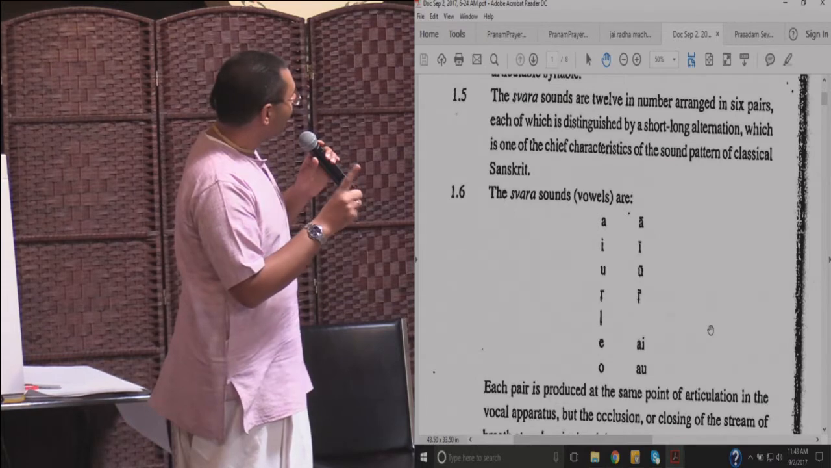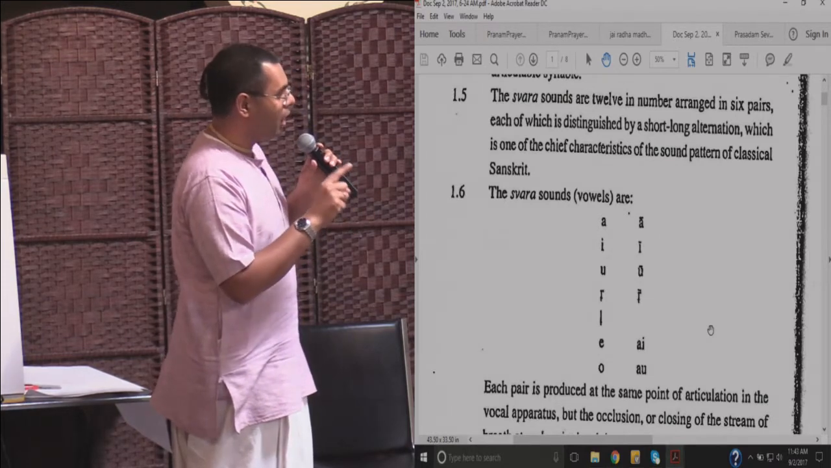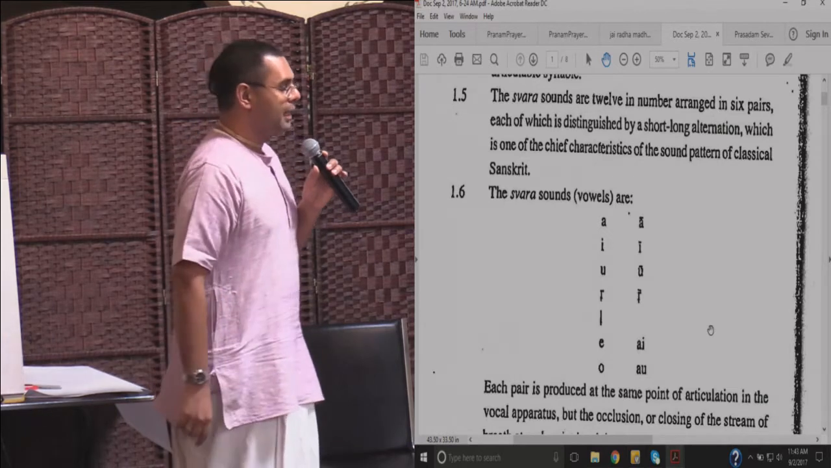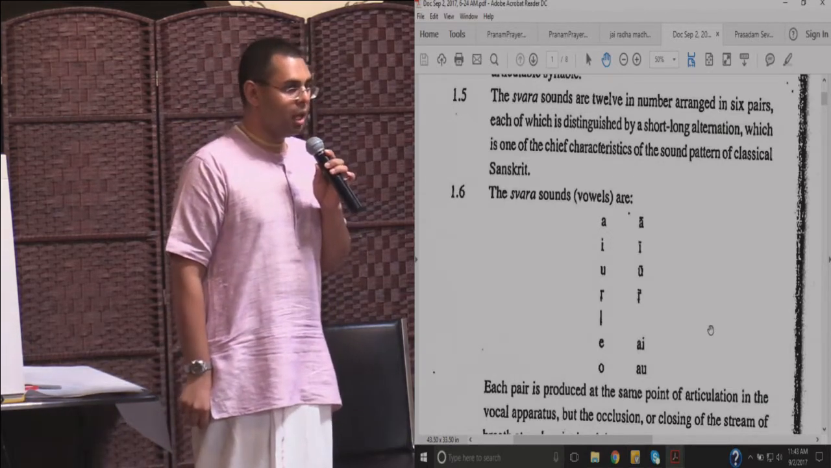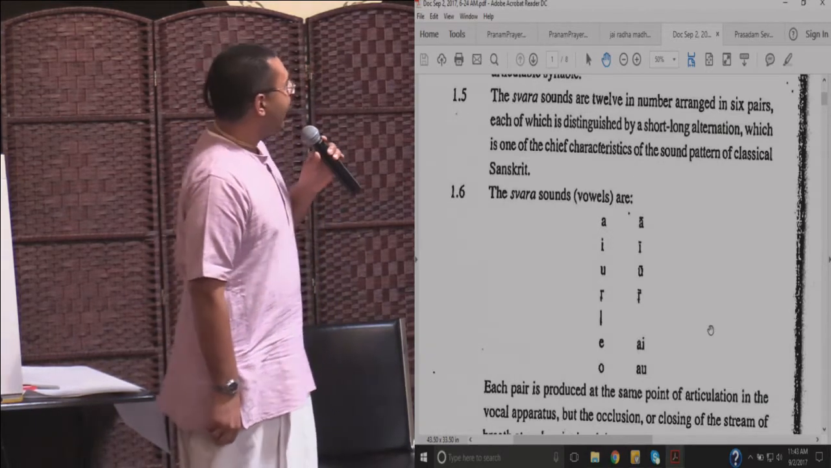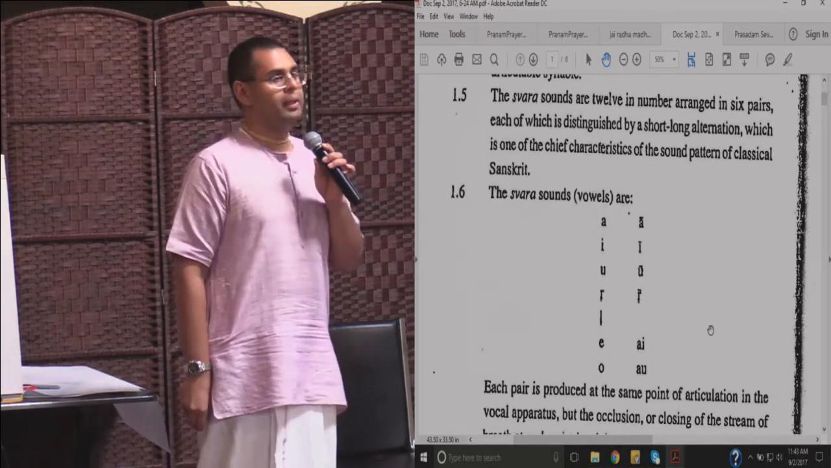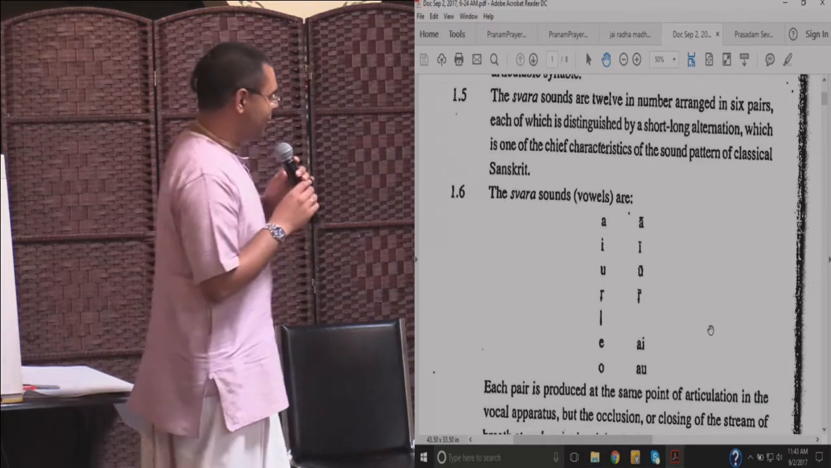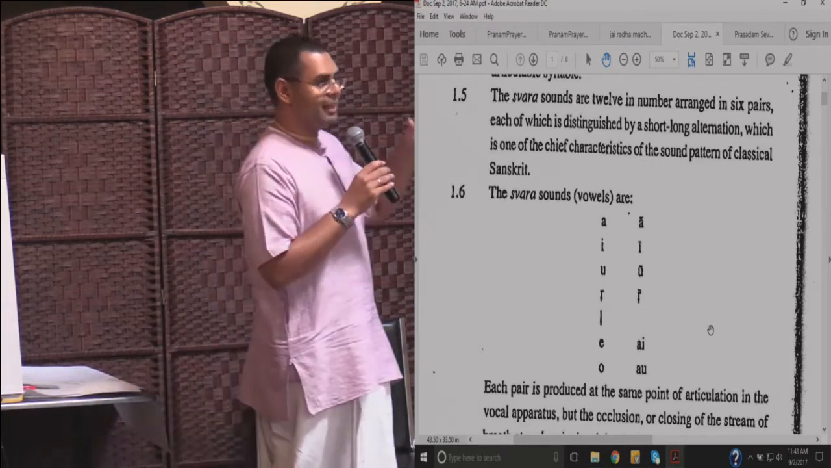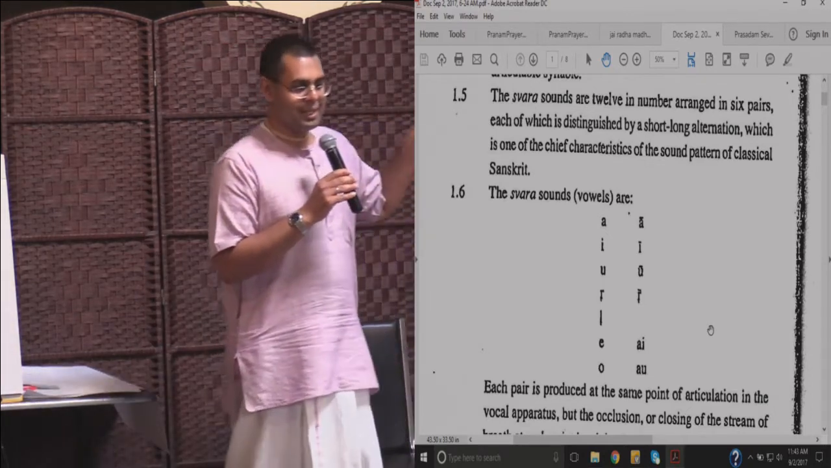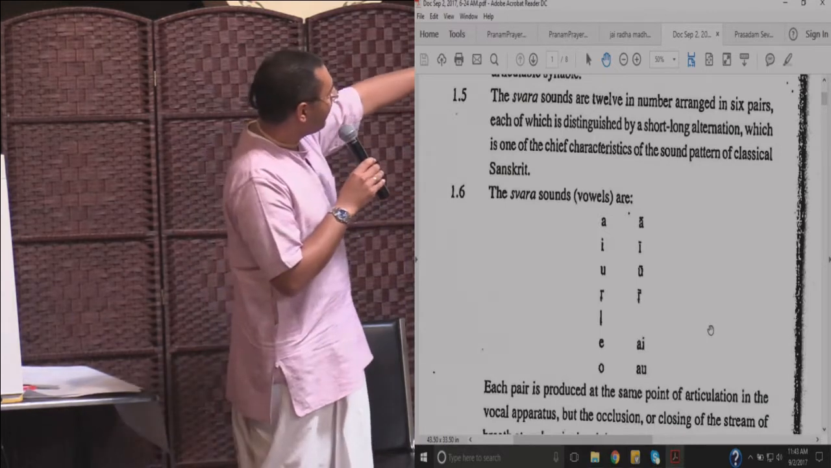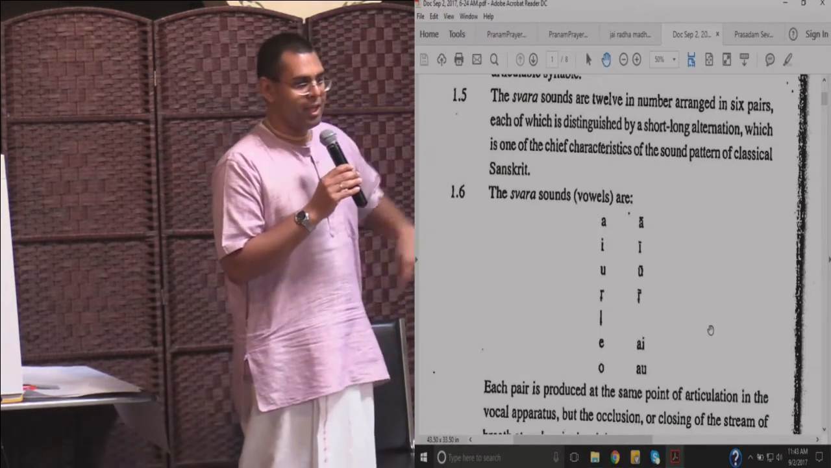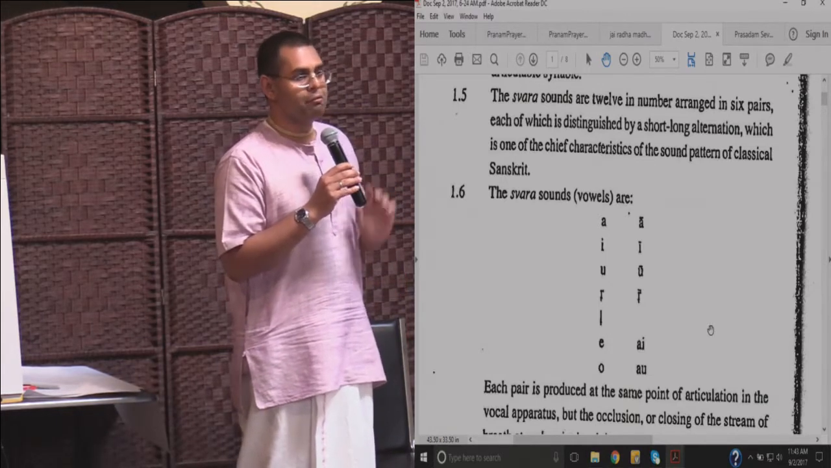Okay, a, i, u, ri, and then the 10th one is missing in this chart because it's theoretical only. It's long L. And it doesn't actually ever occur in the language. It's just a theoretical letter meant to fill out, make things balanced. That's why the book has left it out. But there's a 10th one, L with a dot, and then L with a dot and a line on top.